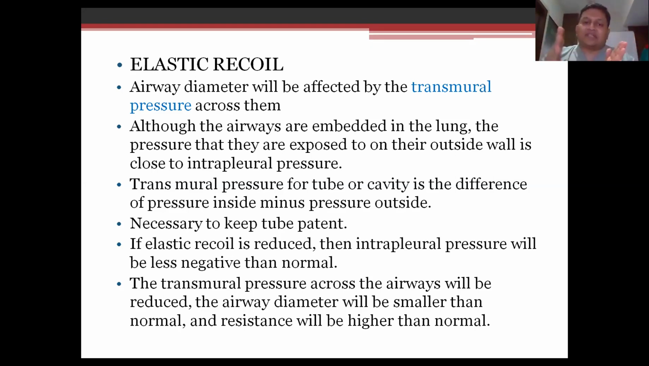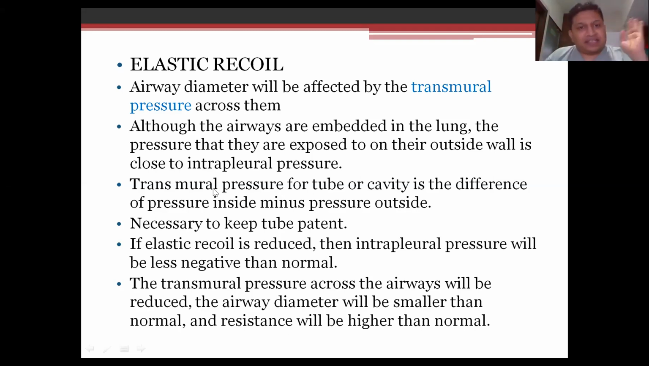So that difference from inside to outside is called transmural, which also should always be positive to keep your tube, your airway, expanded and patent. So in a tube, it is called transmural pressure. Although the airways are embedded into the soft tissue of the lung, the pressure that they are exposed to on their outside is close to the intrapleural pressure. The intrapleural negative pressure will also act onto your airway.